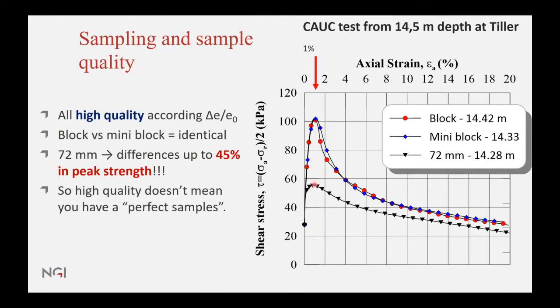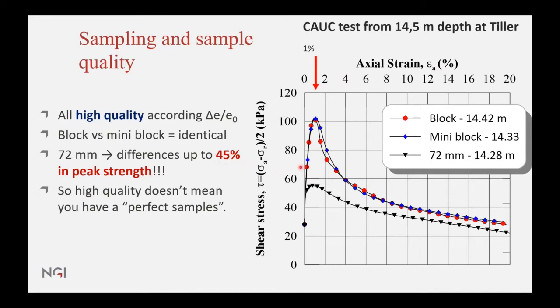There's a peak strength at nearly 1%. This is typical for very sensitive brittle clays, where you have failure around 1%. But then the difference in strength here is quite important. We have a difference in peak strength that is nearly 45%.